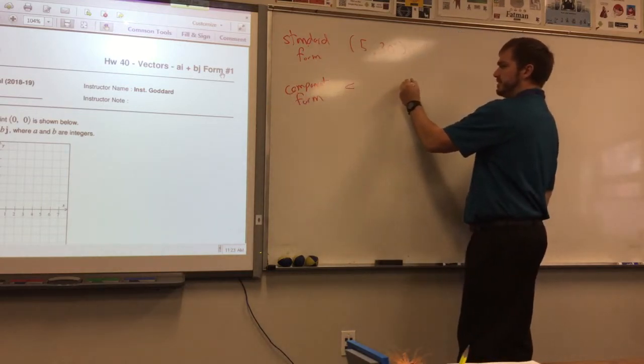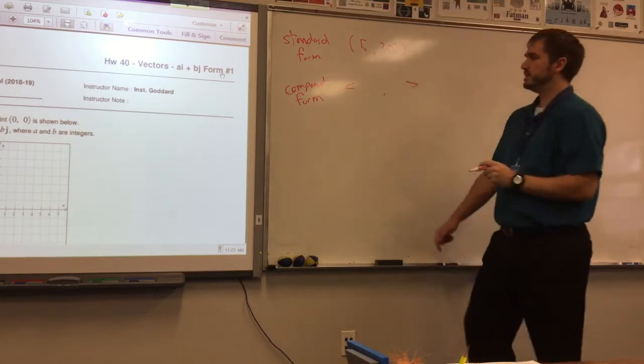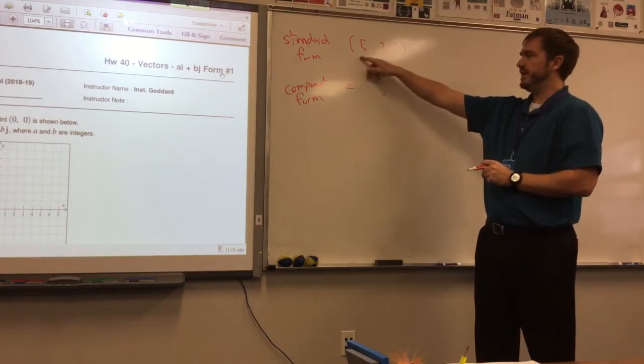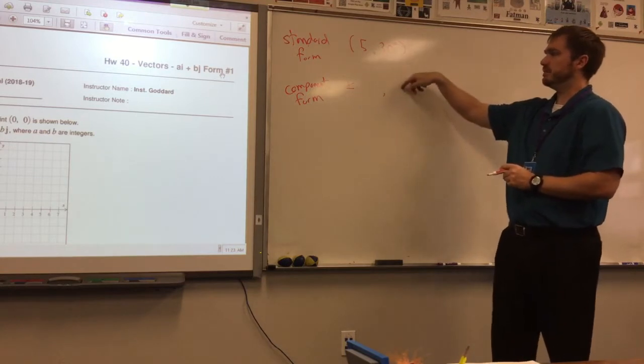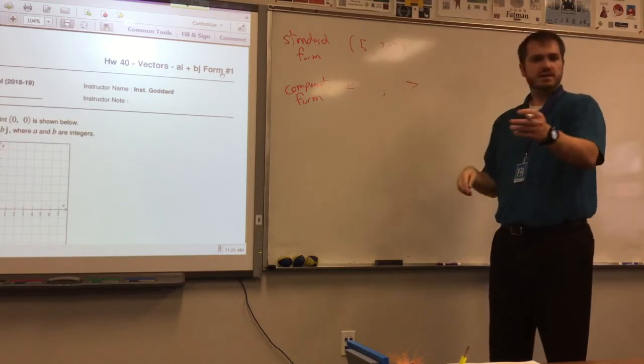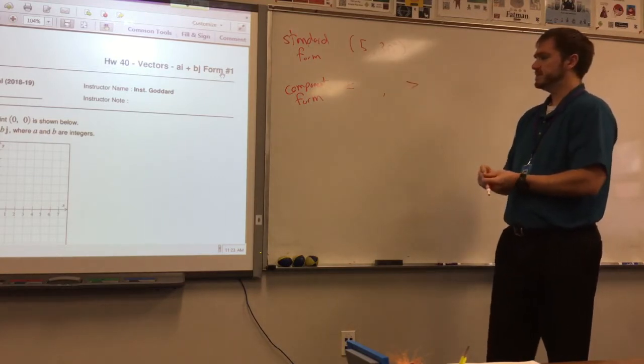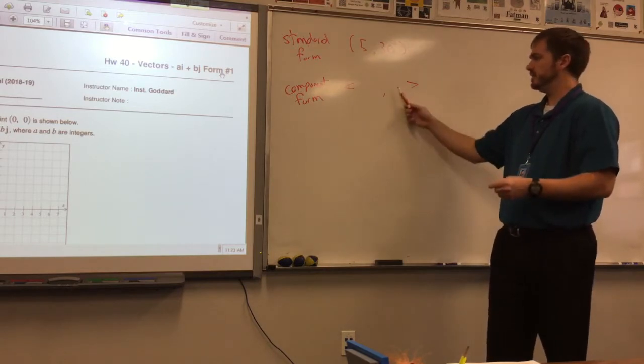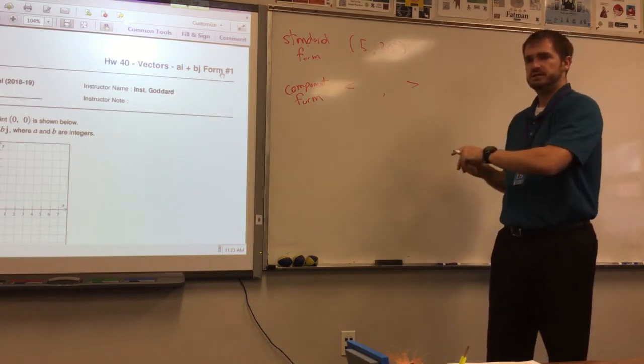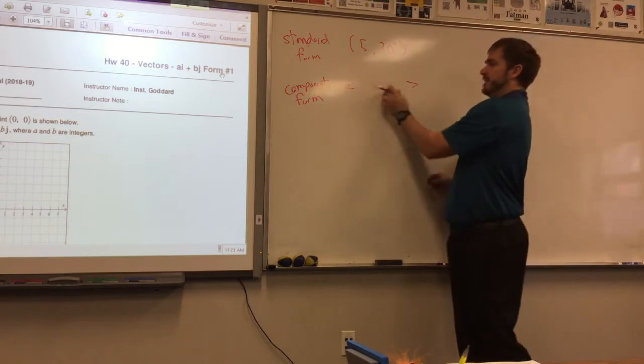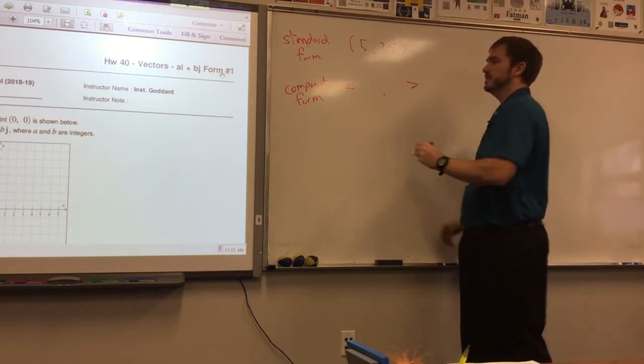If y'all have your notes, I think we broke this down using, to find the x value, we did magnitude cosine theta, and to find the y component, we did magnitude sine theta. Does anybody have those notes readily available? Haley, looks like she's got it. The x component, y component.